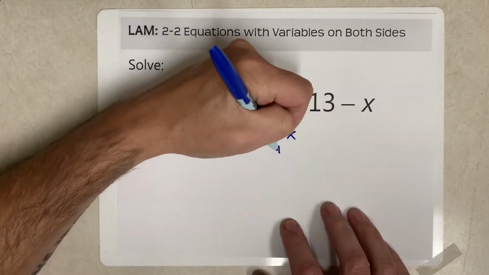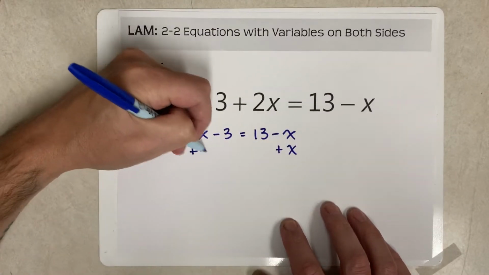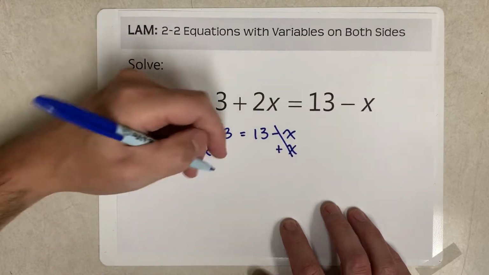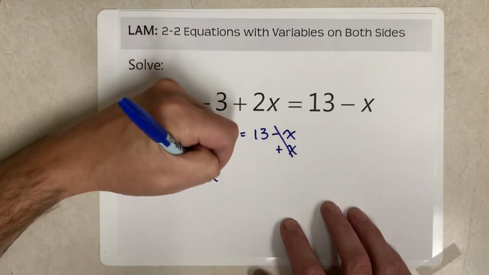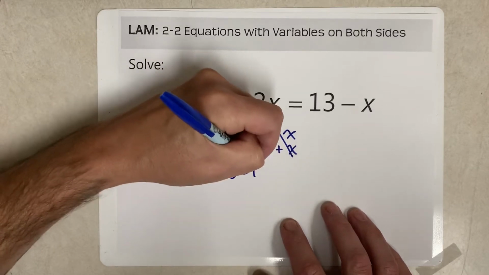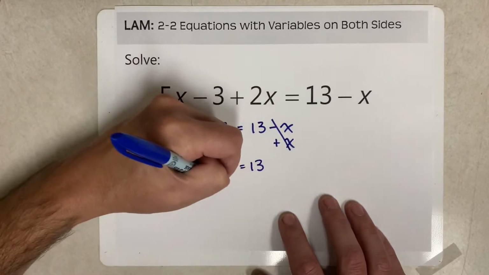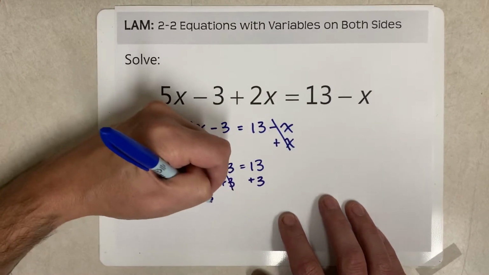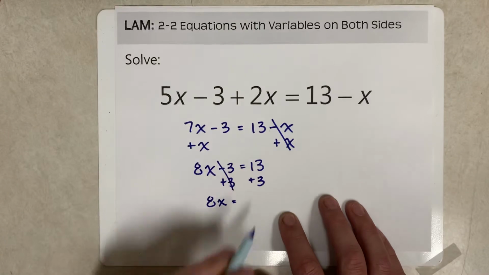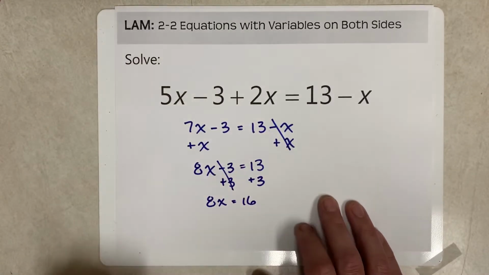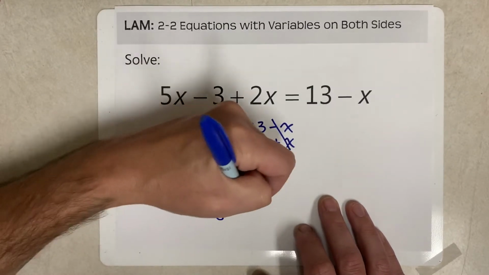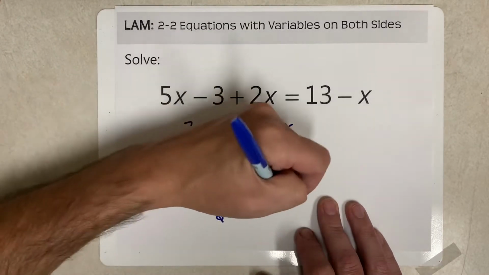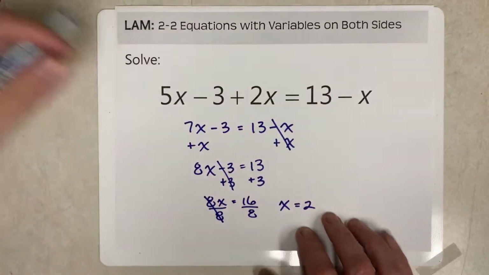Now I'm going to add x to both sides. Move it to that side over there because you've got to get the variables on one side. 7 and 1 make 8. Okay, now I'm going to add 3 to both sides. Bring down my 8x. 13 plus 3 is 16. Divide by 8. And 16 divided by 8 is 2. So x is equal to 2.